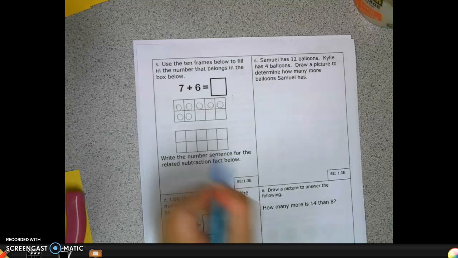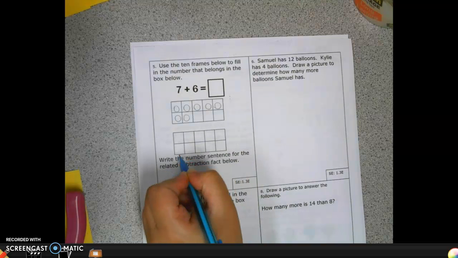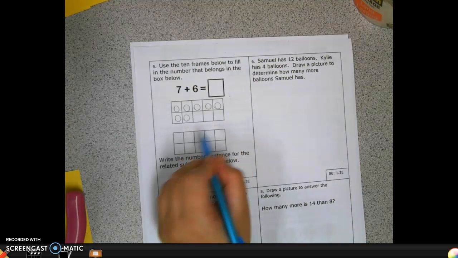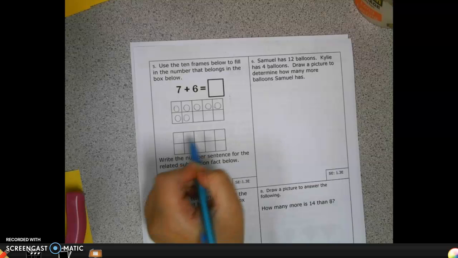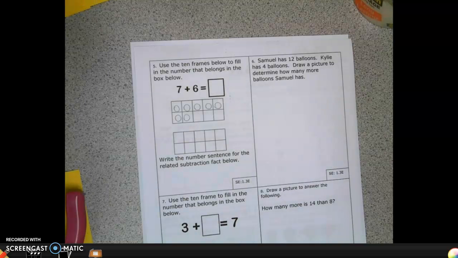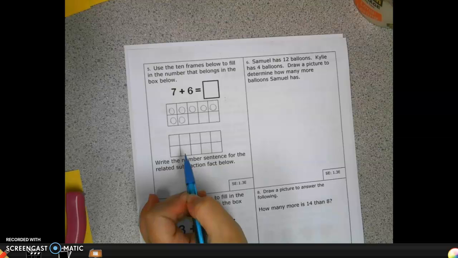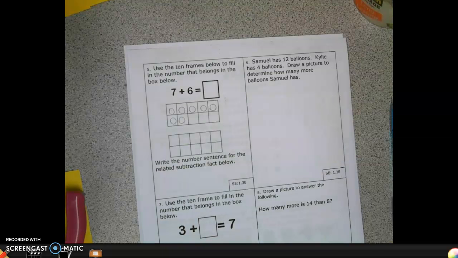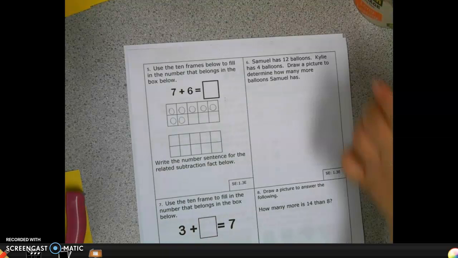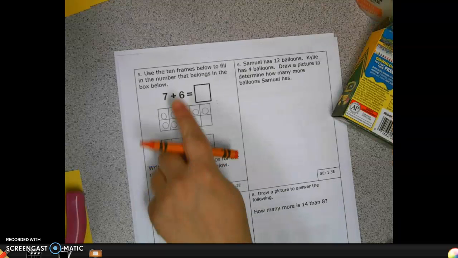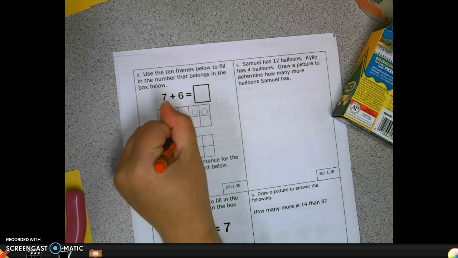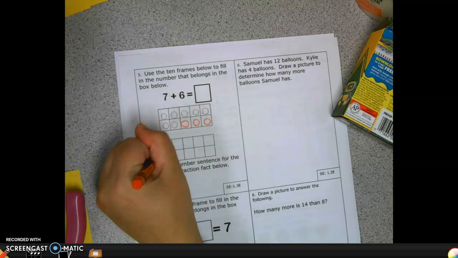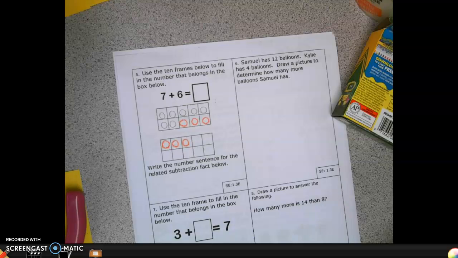Now I have a choice. I could use my 6 down here, or I could finish this 10 frame and then go on to my next 10 frame. I'm going to choose to fill my first 10 frame and then go to my second. But if you want to use your second 10 frame to represent your 6, that would also be okay. And I'm going to do my 6 in a different color because I want to know that these 6 are not part of the original 7. So I'm going to go 1, 2, 3, 4, 5, 6.